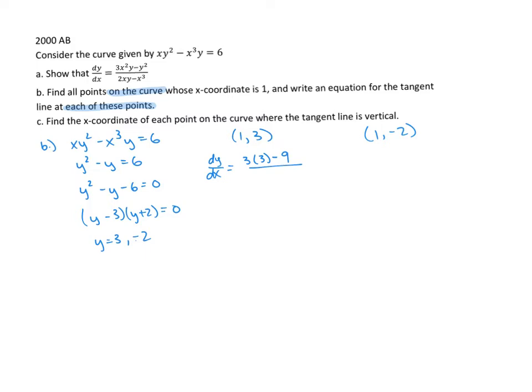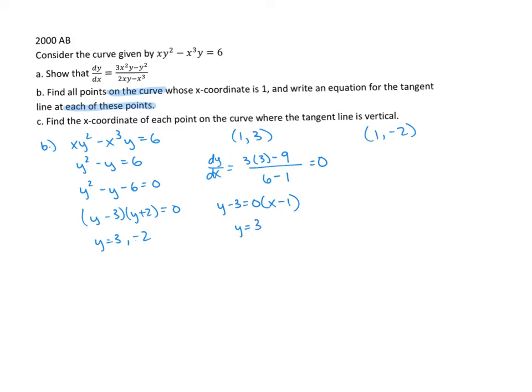2 times 1 times 3, 6 minus x cubed is 1. So this is going to give me 0 for a slope, because that's going to be 0 over 5, which is just 0. So y minus y1 equals m times x minus x1, and I have my equation. I could rewrite this to y minus 3 if I wanted it to look a little bit nicer.